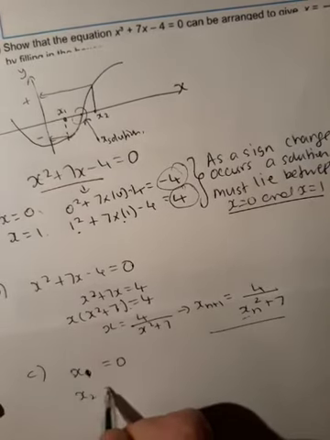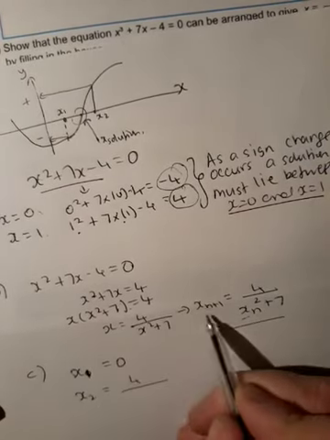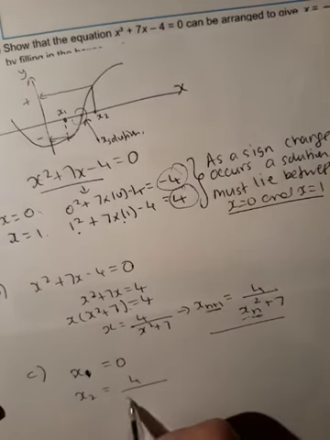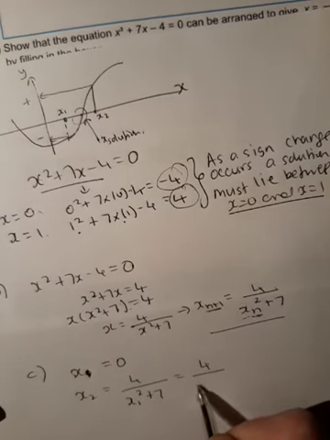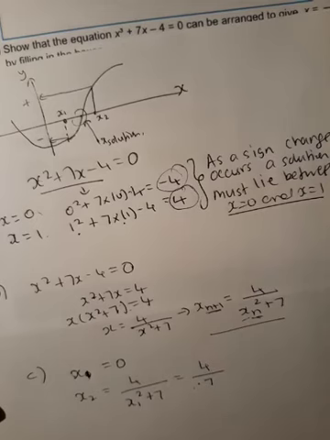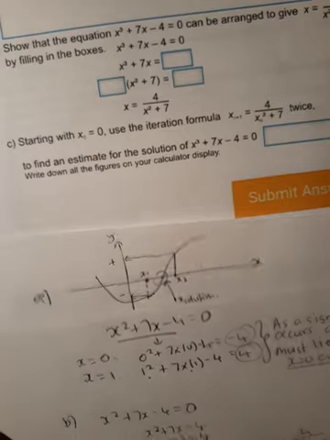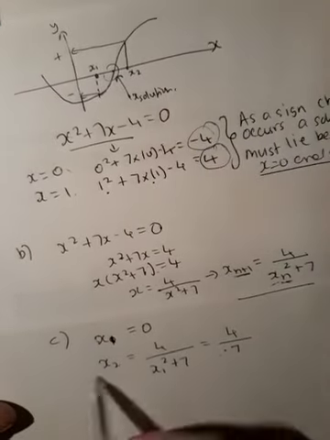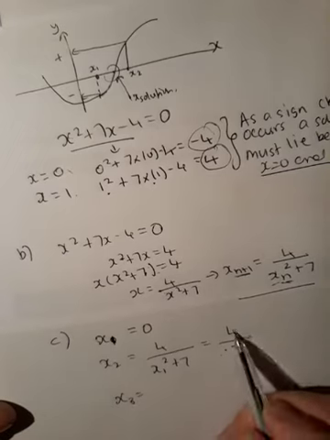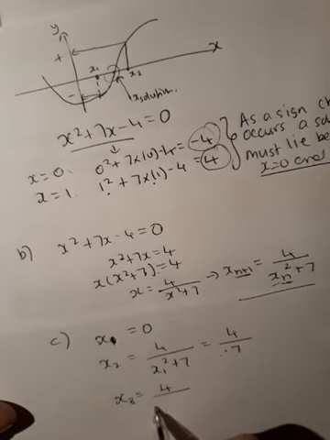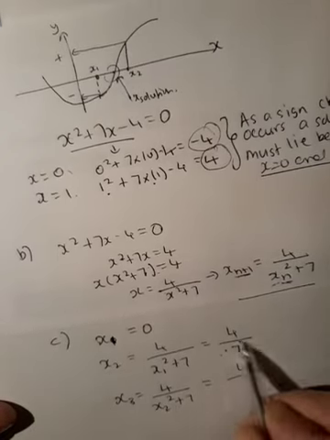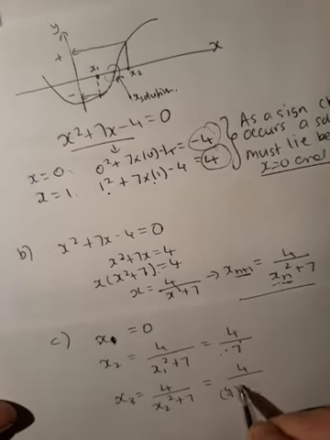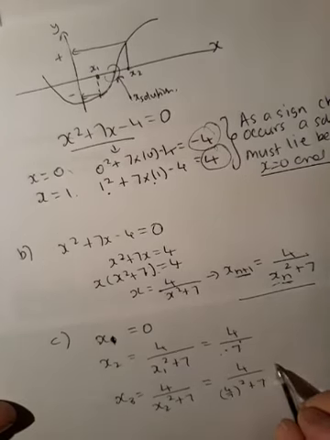So x2, just substituting in there, is 4 over x1 squared plus 7, so it's 4 over 0 squared plus 7, which is 4 over 7. And x3, the third one we're after, is going to be 4 over x2 squared plus 7, which is 4 over 4/7 squared plus 7, and we'll get an answer for that now.